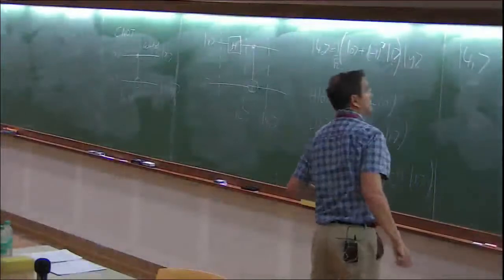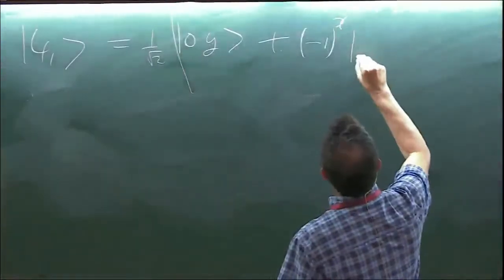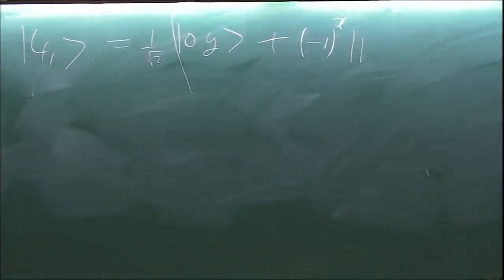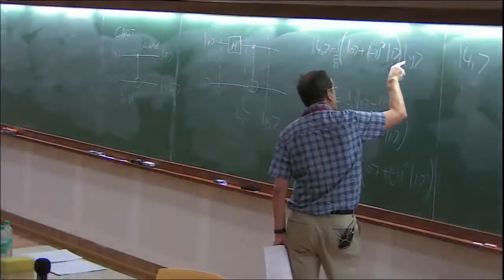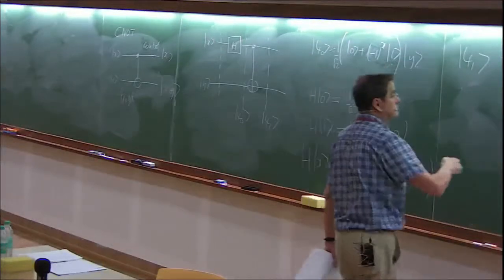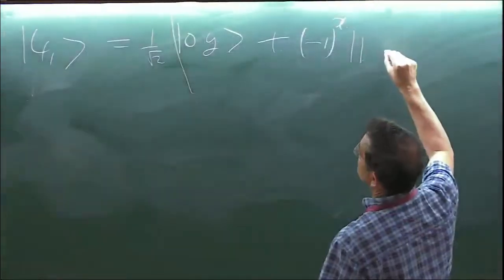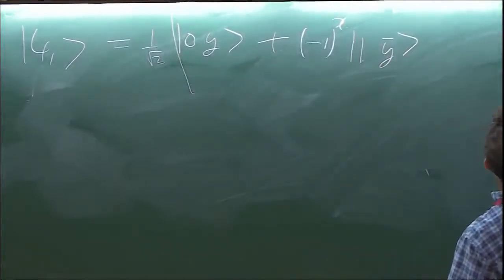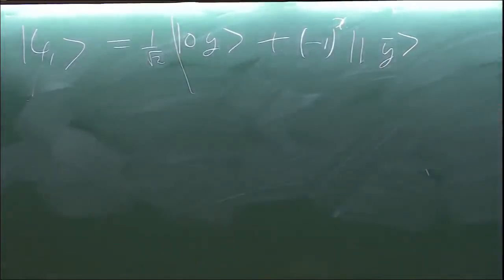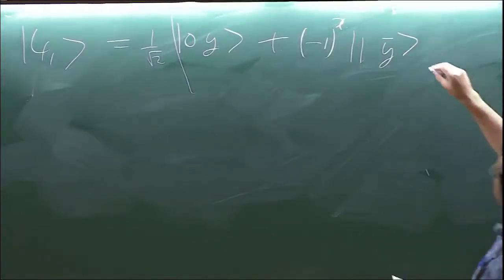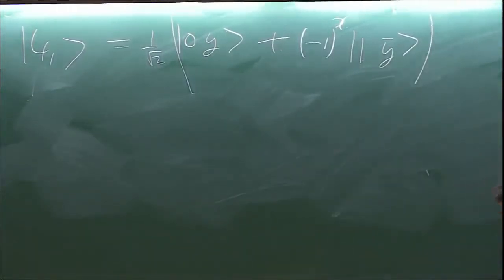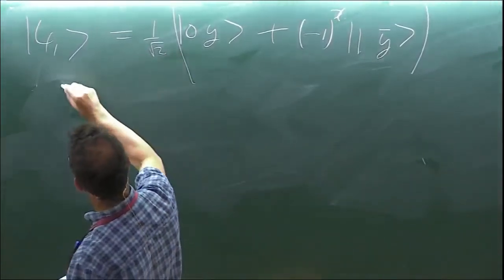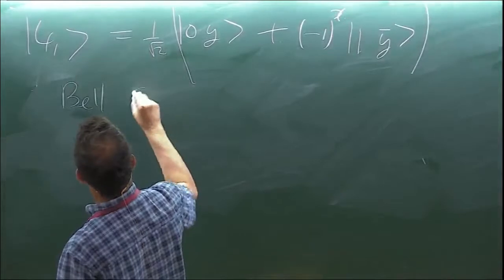And the control qubit is 1. When the control qubit is 1, the target qubit flips. So we get y bar, the complement of y. So y bar is 1 minus y. And the 4 choices of x and y give you the 4 Bell states.